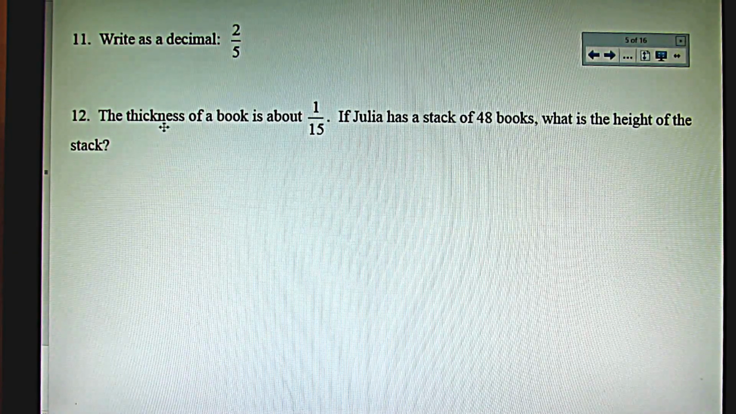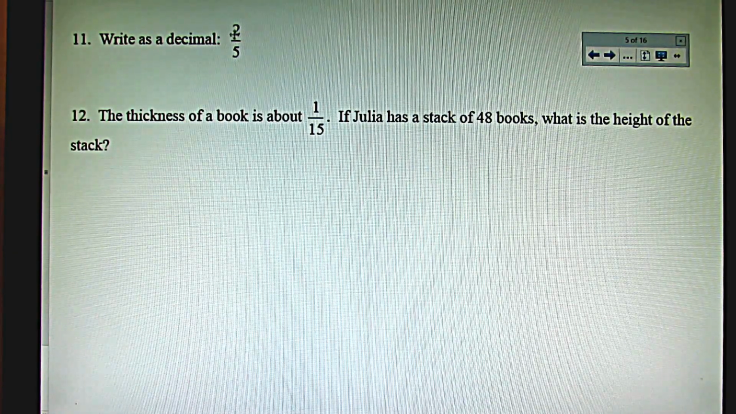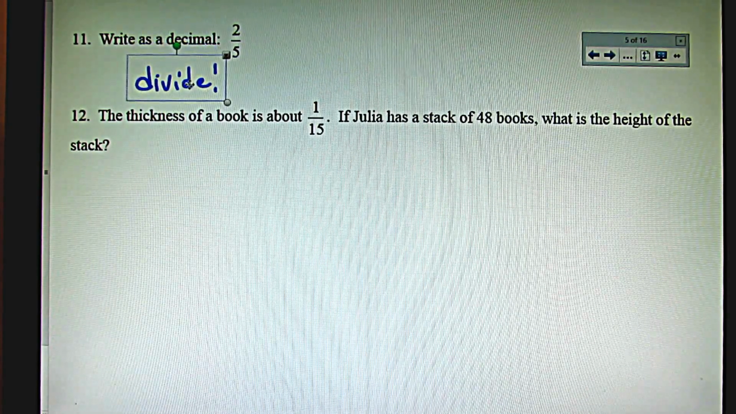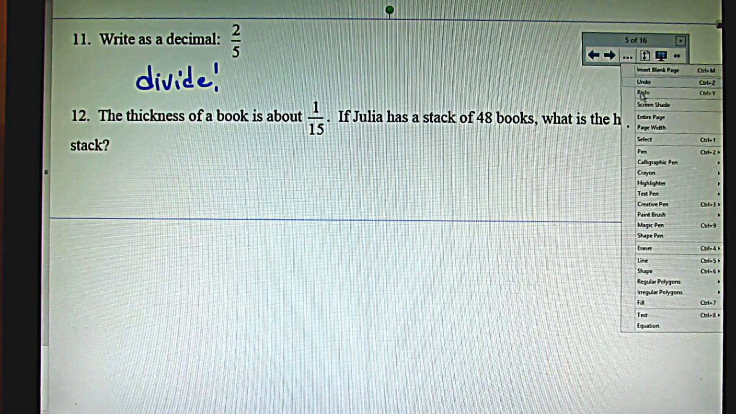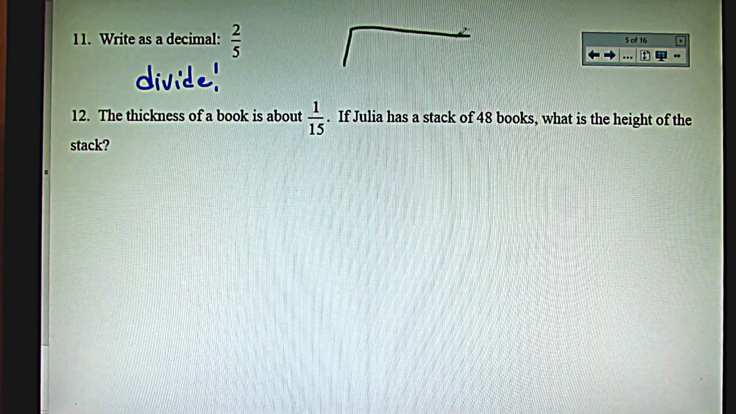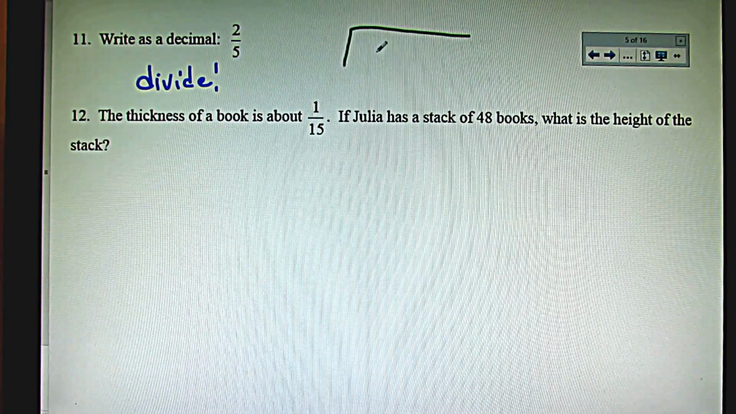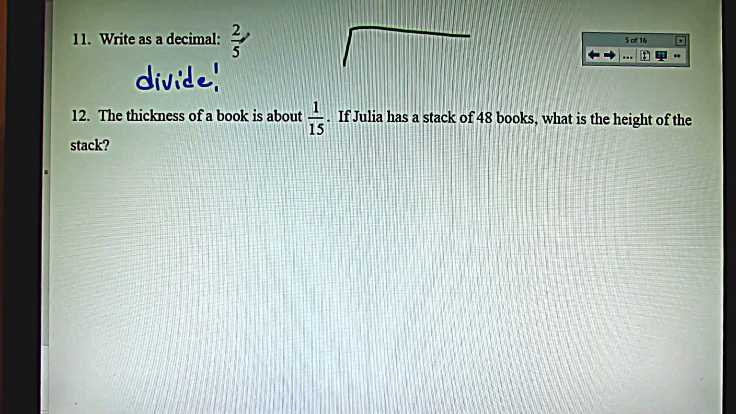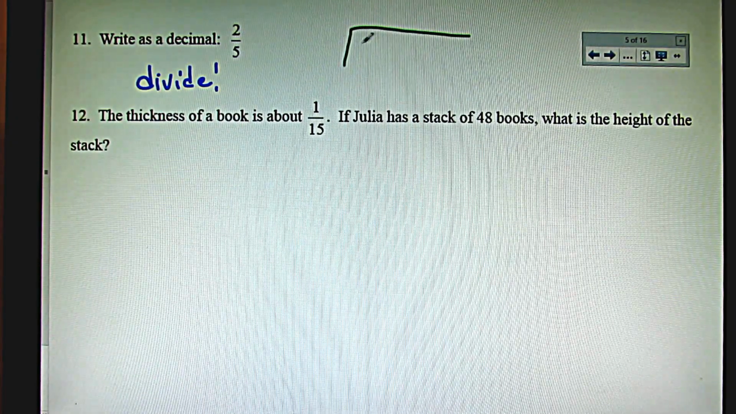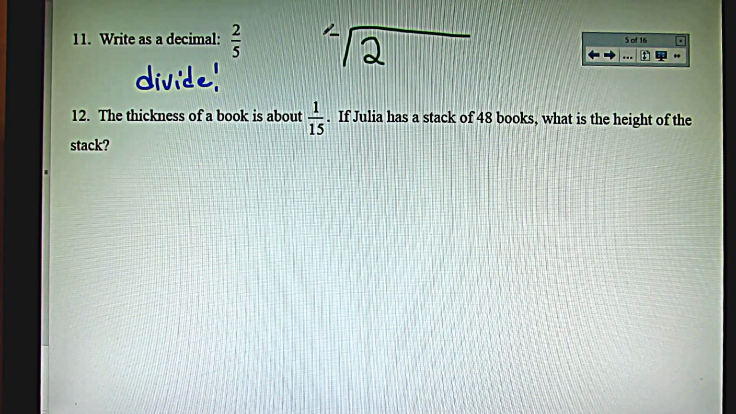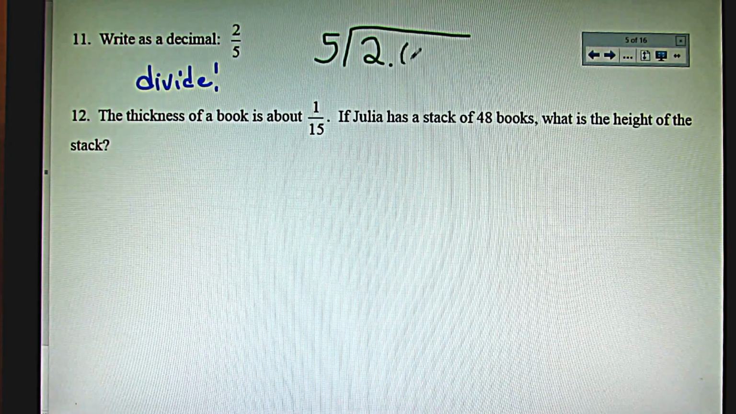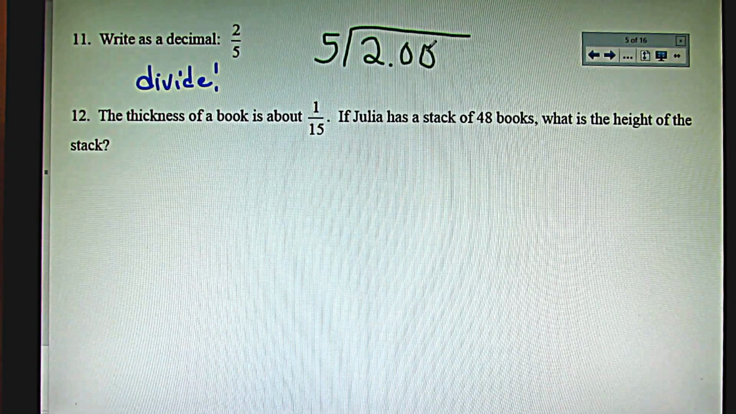I have to write this as a decimal. How do I change a fraction into a decimal? That's something we learned. We have to divide. Okay, how do I divide that? I have to set up a division bar. Who goes under? Well, this says 2 divided by 5. Again, who's dividing who? 2 is getting divided by 5. In order to do this, what will help me is adding a decimal point and some zeros.